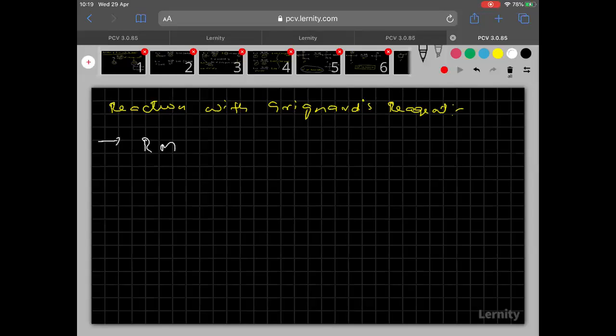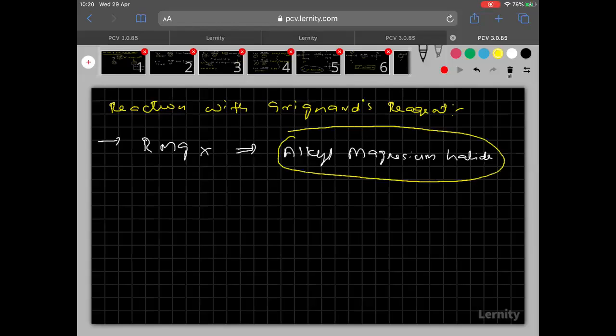See clearly, everyone knows RMgX is called Grignard reagent. What is RMgX? R is alkyl, Mg is what? Magnesium. X is what? Halide. Clear everyone? So remember, alkyl magnesium halide is called the Grignard's reagent. Clear everyone? Alkyl magnesium halide is called the Grignard's reagent. Please try to understand the concept clearly here.